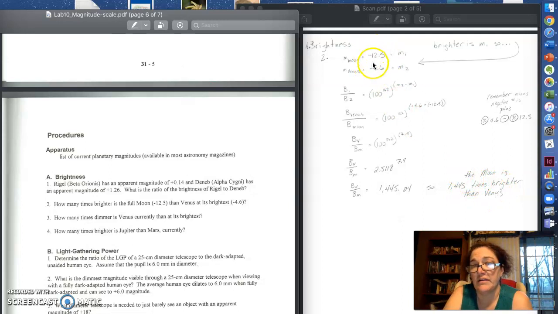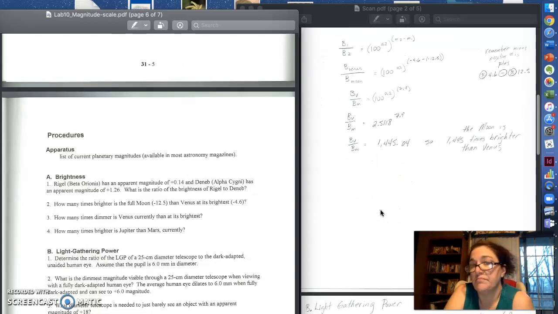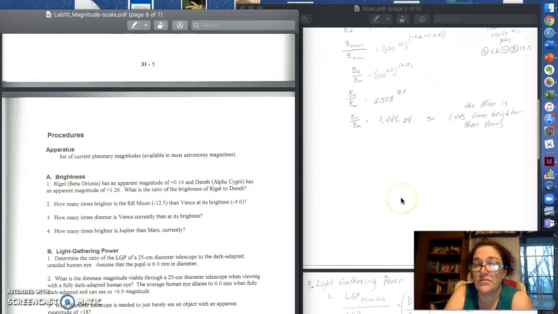If we look at these two, we see that basically there's about 8 magnitudes between negative 12.5 and negative 4.6. So 6 times brighter, 1,445 times brighter. This makes sense. We'll see that as we continue going.